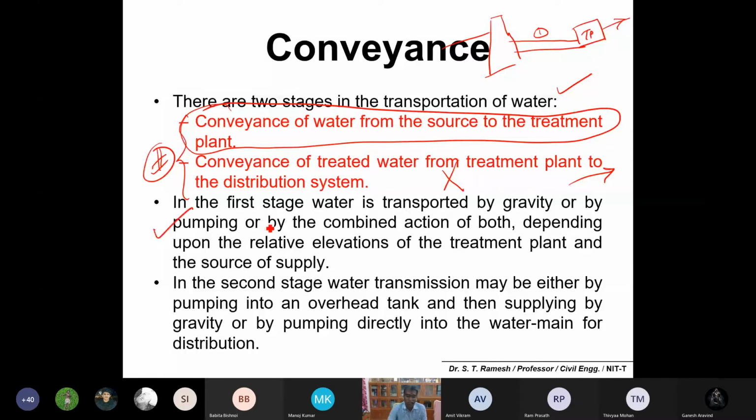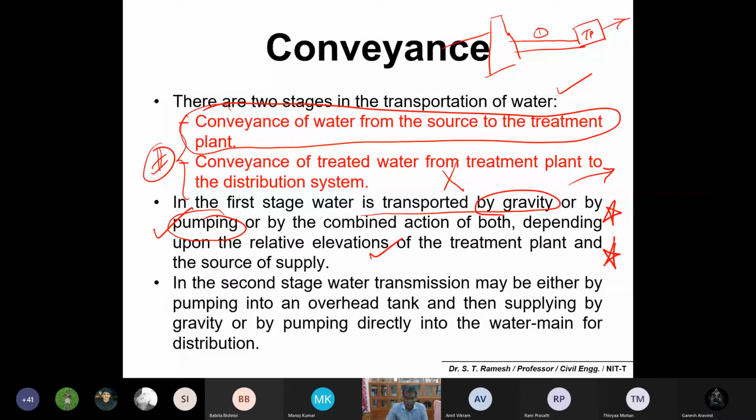In the first stage, water is transported by gravity or by pumping or by a combination of both. Please make a note of that. The first stage is from the source to a treatment plant. That water is transported by gravity, or you can go for simple pumping or a combination of, for example, gravity plus pumping together, depending upon the relative elevations of the treatment plant and the source of supply.